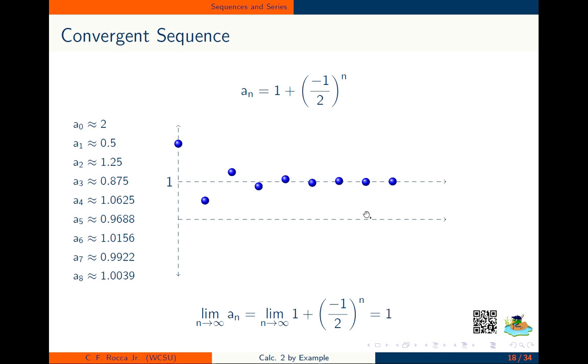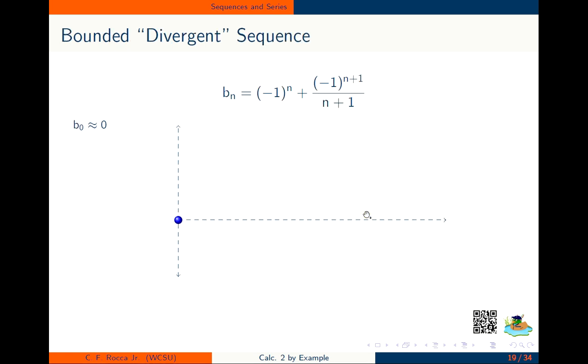Let's look at a bounded divergent sequence. Here is our sequence definition. Again, we're working with an explicit definition. We have negative 1 to the n power, and then we have negative 1 to the n plus 1 divided by n plus 1. If n is 0, this will give us 0.